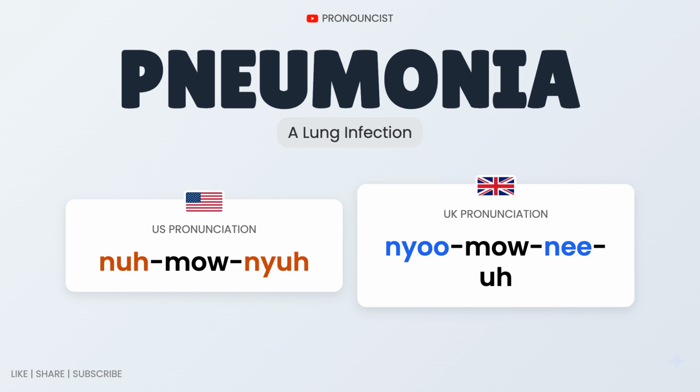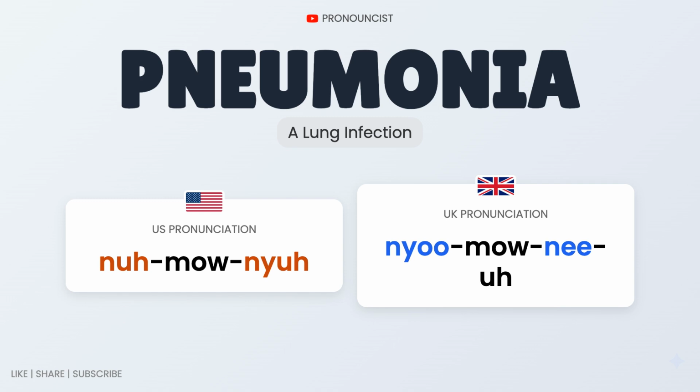Pneumonia. Now, read the syllables of British pronunciation shown on the screen naturally. Pneumonia. The difference is that the US starts with N, while the UK starts with new and adds ni.